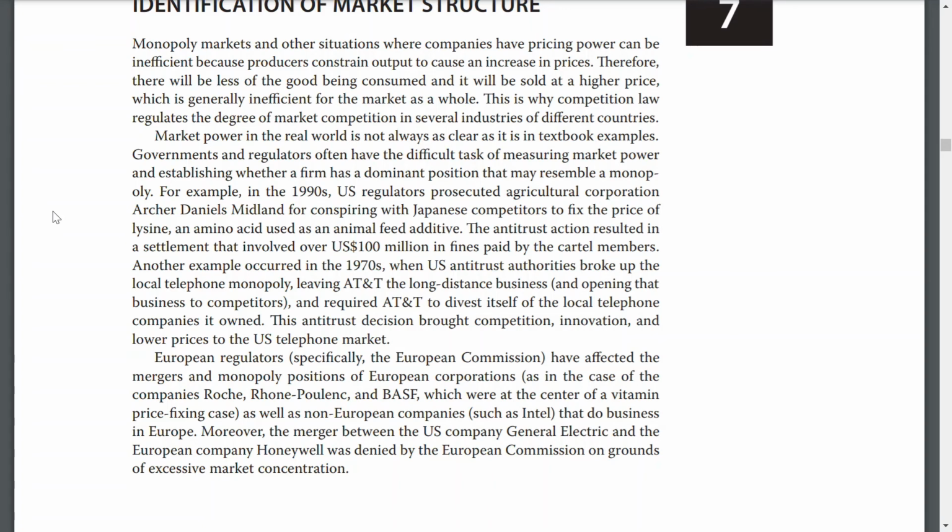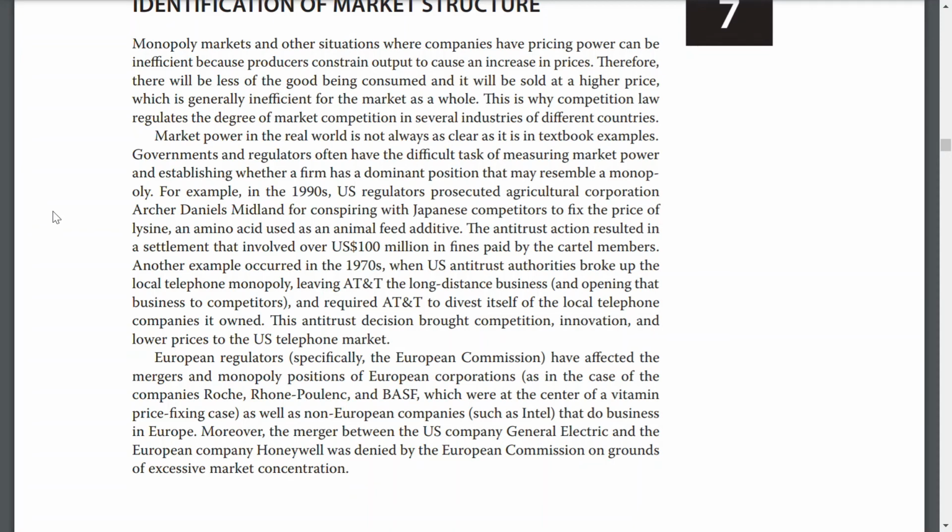Another example occurred in the 1970s, where U.S. antitrust authorities broke up the telephone monopoly, leaving AT&T with its long-distance business, opening that business to competitors, and requiring AT&T to divest itself of the local telephone companies it owned. The antitrust decision brought competition, innovation, and lower prices to the U.S.